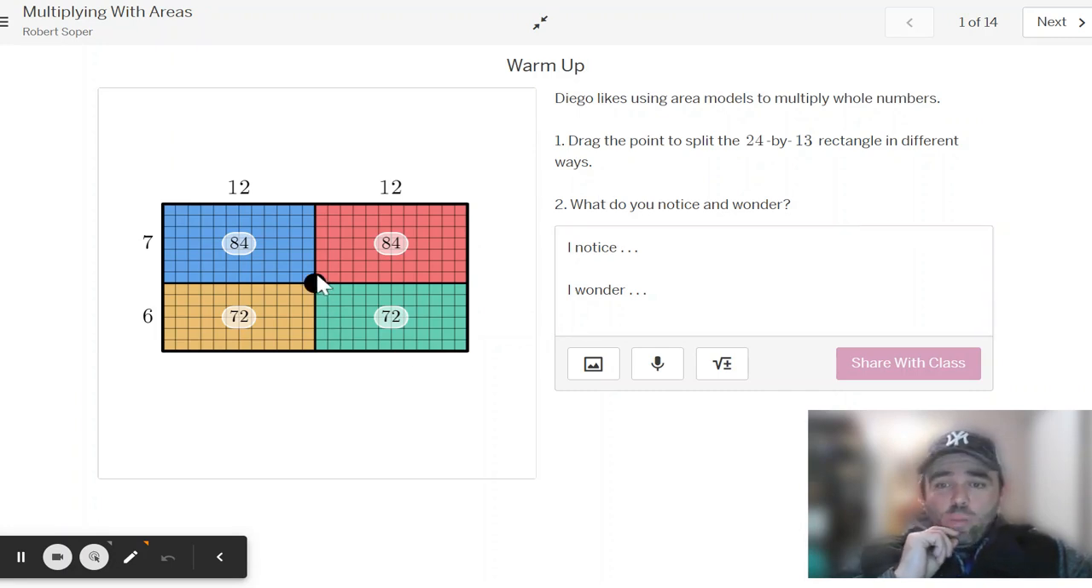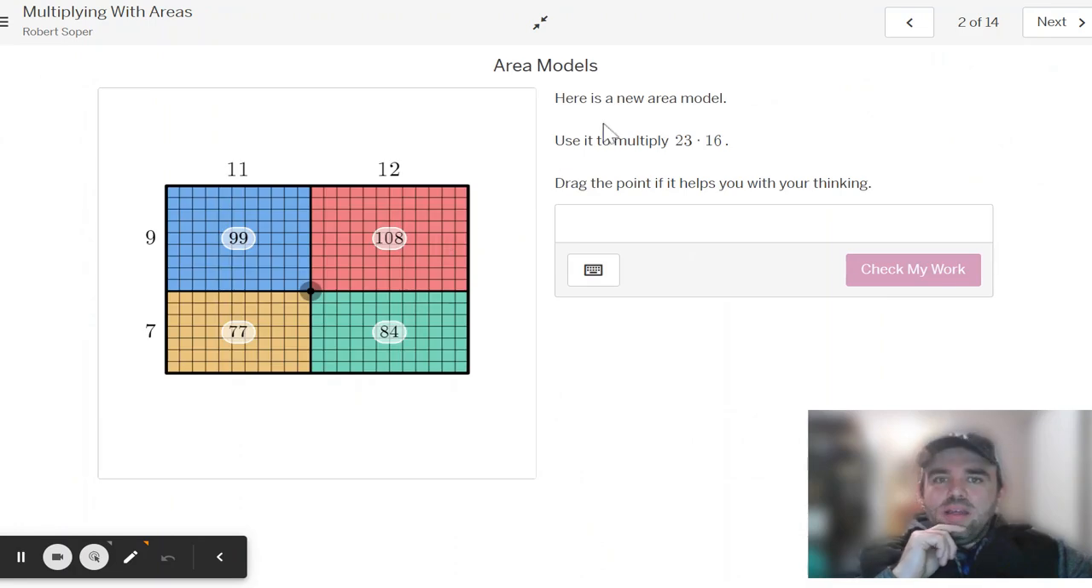I wonder, why are we going to use this? Why do we use the area model sometimes to do multiplication? Let's get into today's lesson. Here's a new area model. Use it to multiply 23 times 16. Drag the points if it helps you with your thinking.